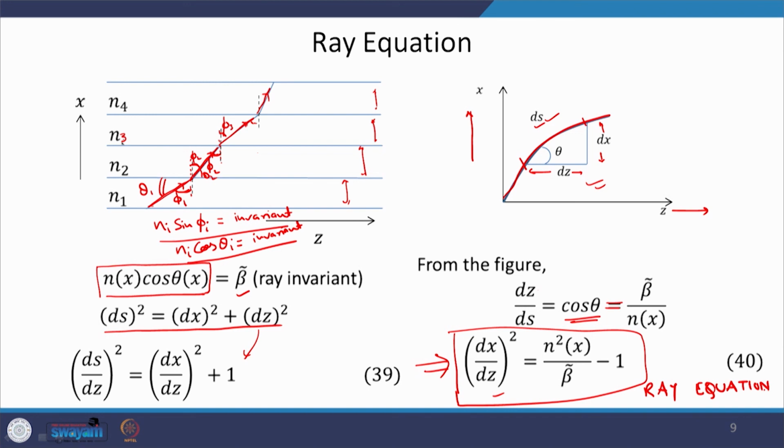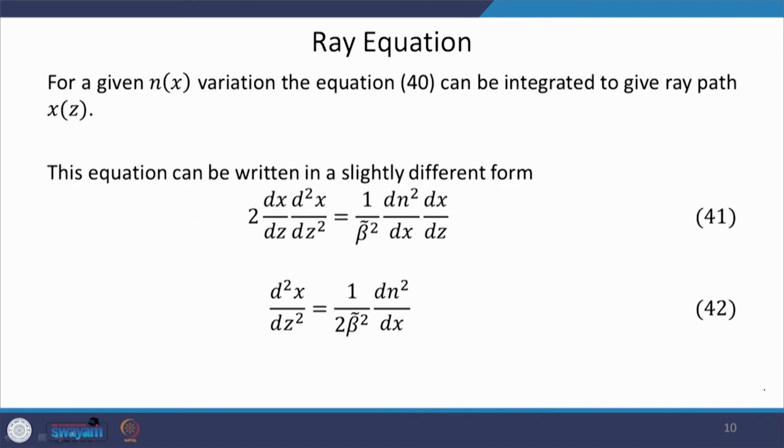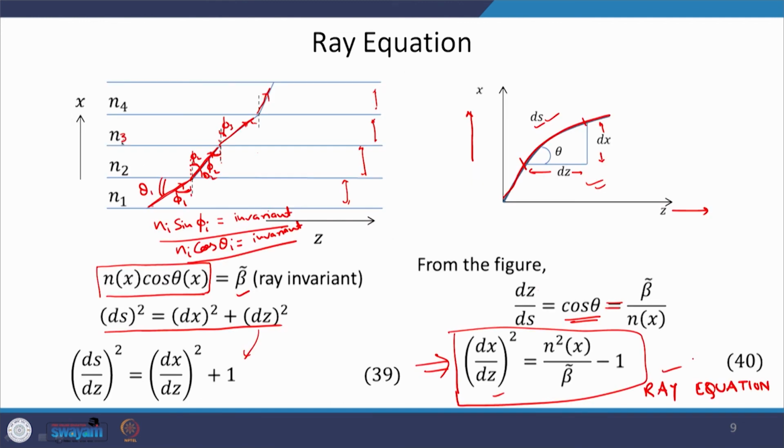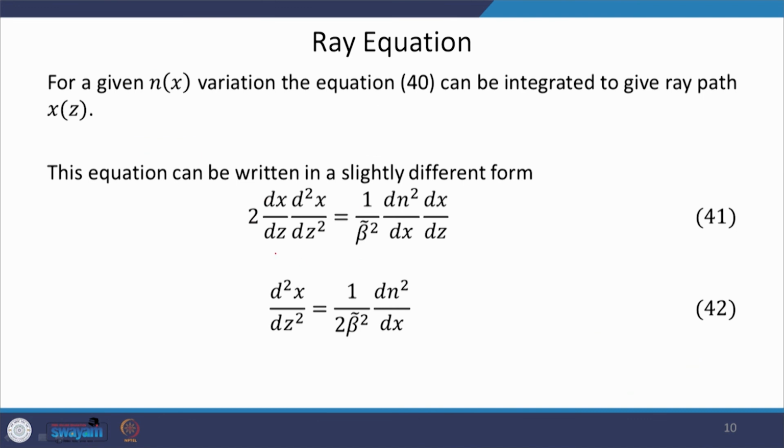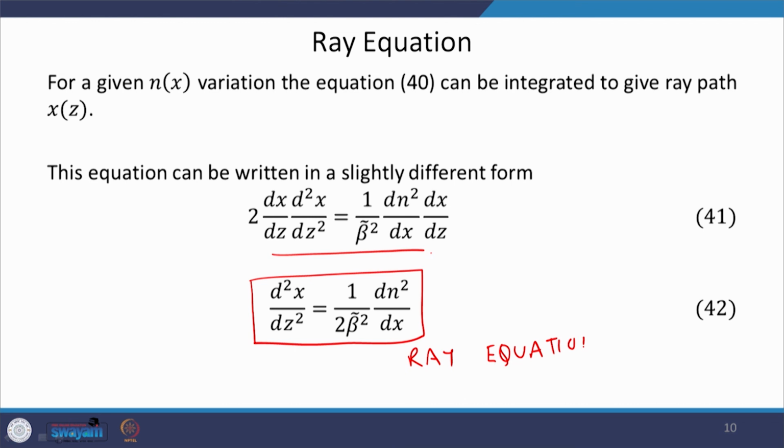Now, this ray equation, which is represented by equation number 40, may equivalently be written in a different form. How to write it in a different form? Just differentiate equation 40 with respect to z once more. Then we will get this relation, and after a little bit of simplification, we will again get a modified form of this ray equation. Equations number 40 and 42 are both called the ray equation, and they trace the ray path. Now, we will take an example on this topic.